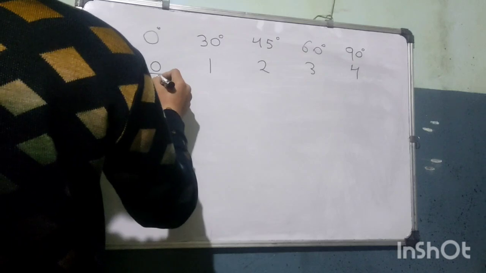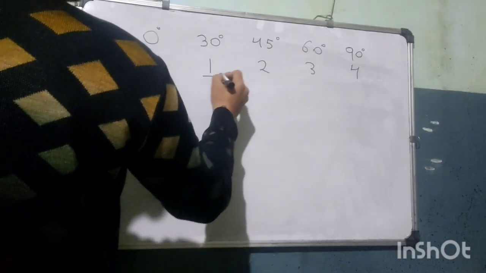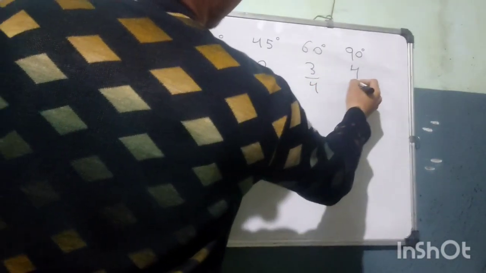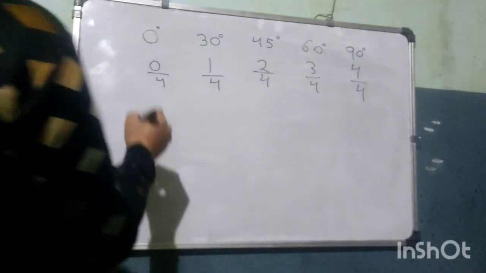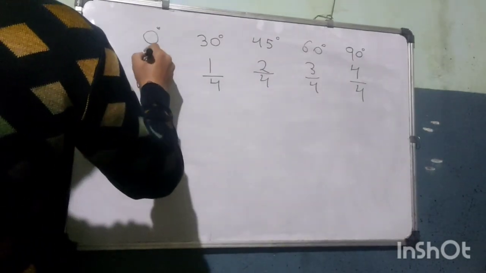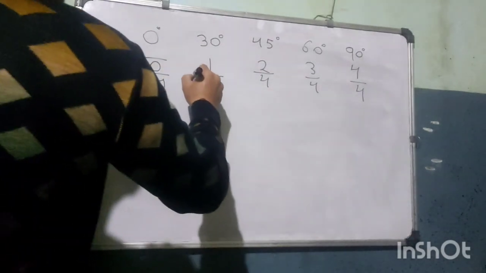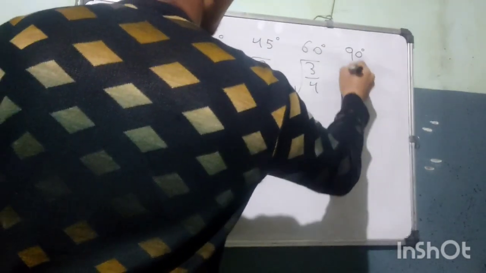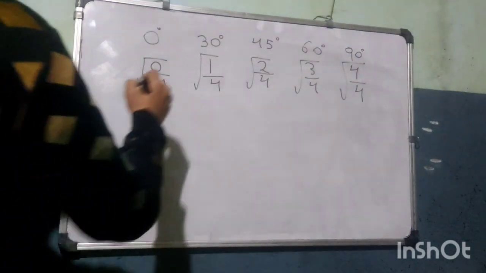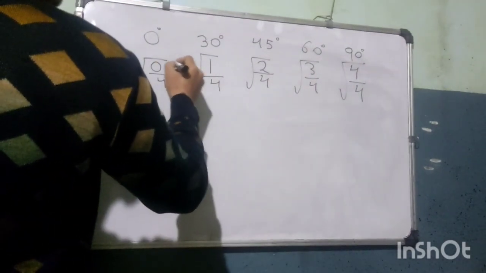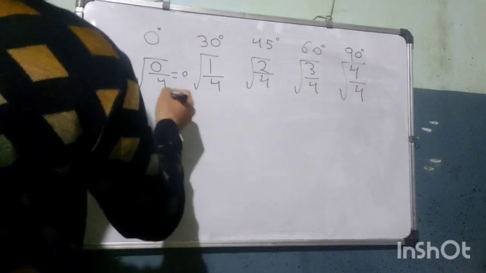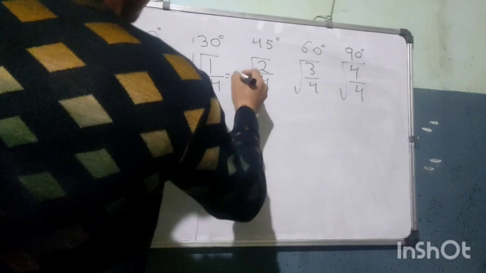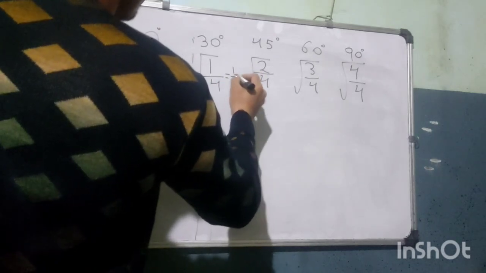Second step, divide all these numbers by 4. Third step, put them under root. Fourth step, square root of 0 will be 0. 0 divided by anything will be 0. Square root of 1 will be 1. Square root of 2, square root of 4 is 2.